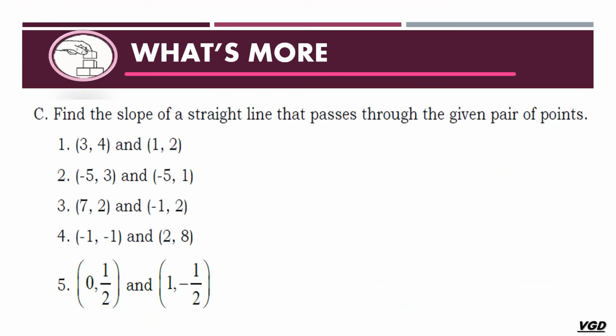Letter C. Find the slope of a straight line that passes through the given pair of points. Number 1, (3, 4) and (1, 2). Number 2, (-5, 3) and (-5, 1). Number 3, (7, 2) and (-1, 2). Number 4, (-1, -1) and (2, 8). Number 5, (0, 1/2) and (1, -1/2). So just do your best, and I know you can do it.